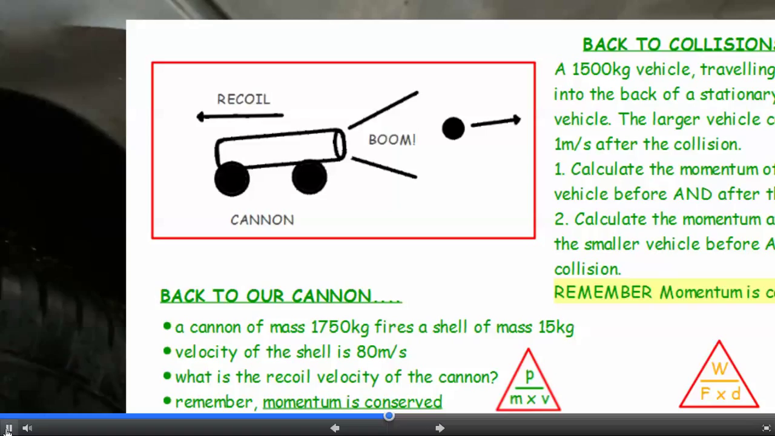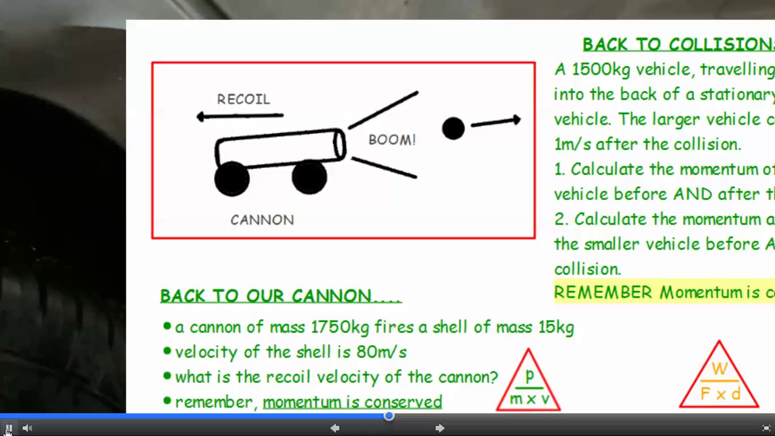Let's go back to our cannon. If we have a cannon of mass 1,750 kilograms firing a shell of mass 15 kilograms, and the velocity of the shell is 80 meters per second, what's the recoil velocity of the cannon? So if the shell goes in one direction, the cannon recoils in the opposite direction, but at what velocity?